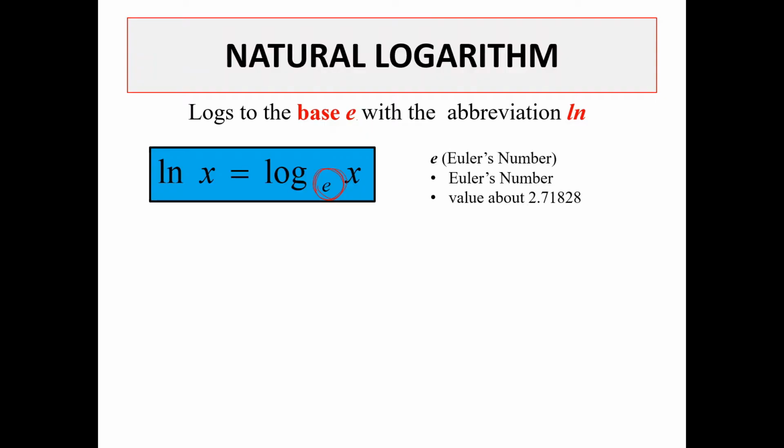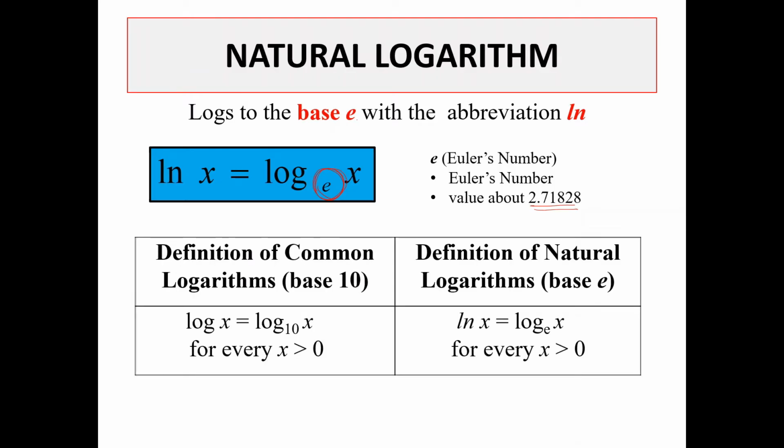So what is e? e is Euler's number, where the value of Euler's number e is about 2.71828. You may try to find the value of e in your calculator. So it is about 2.71828. You can see here the difference between common log, which is log with base 10, and natural log, which is log with base e.